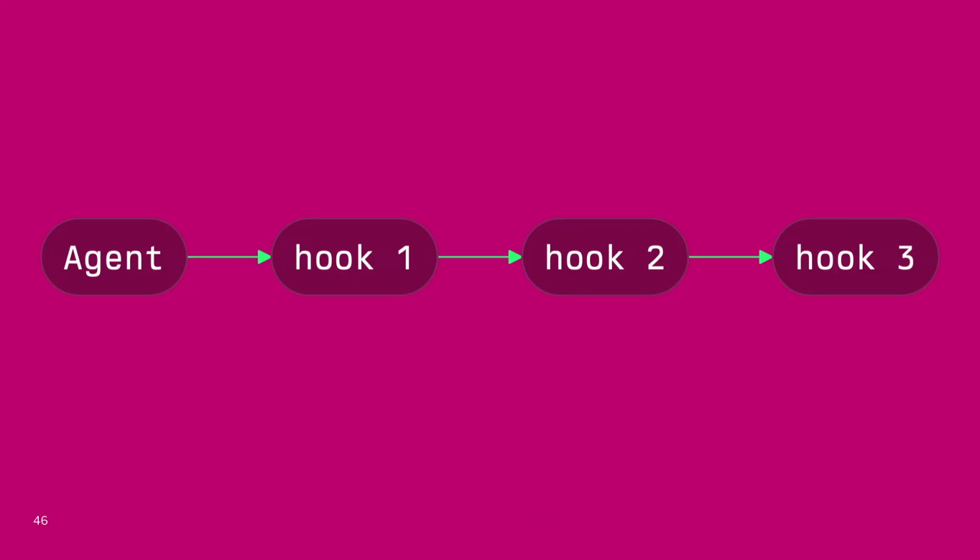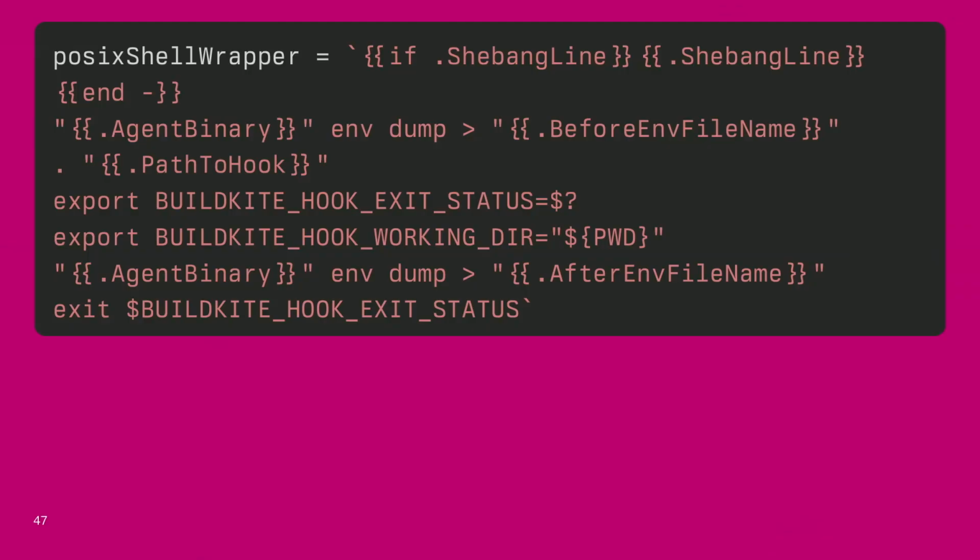But this is a bit difficult to achieve, because environment variables by default are local to the process that creates them. And they're only inherited by subprocesses. We don't want to have all the hooks be subprocesses of each other. We just want to execute them separately.